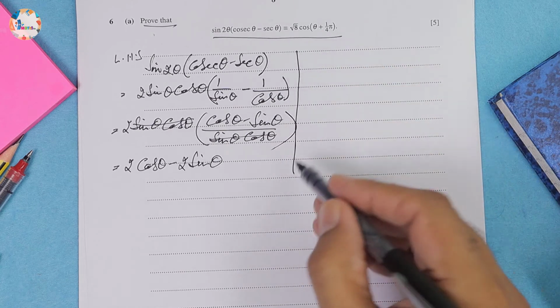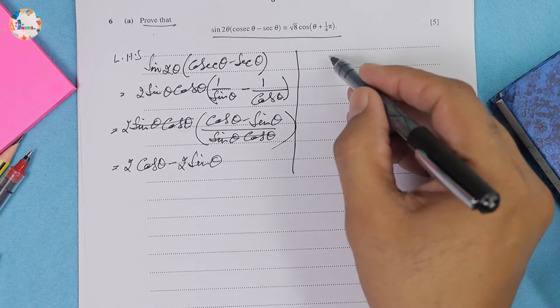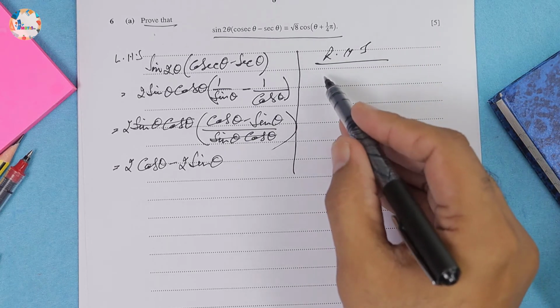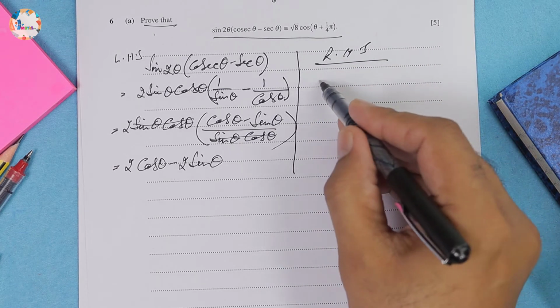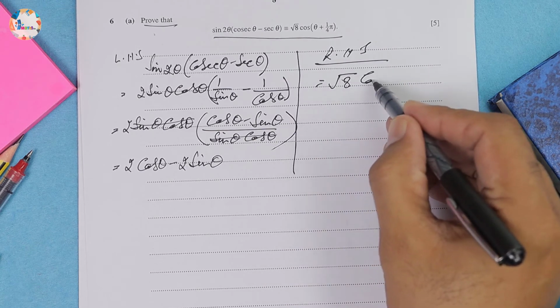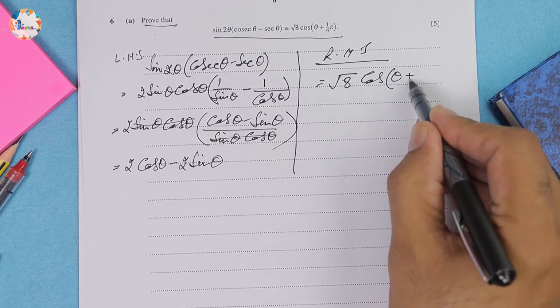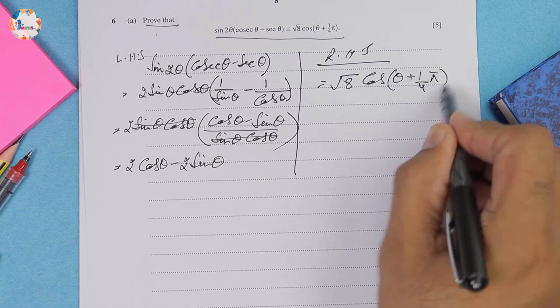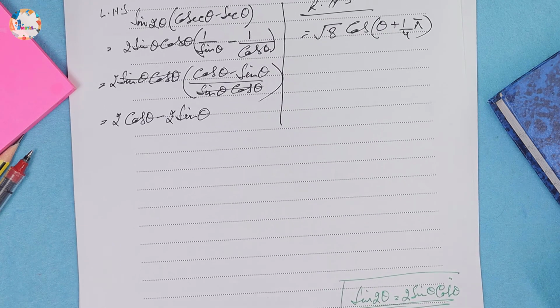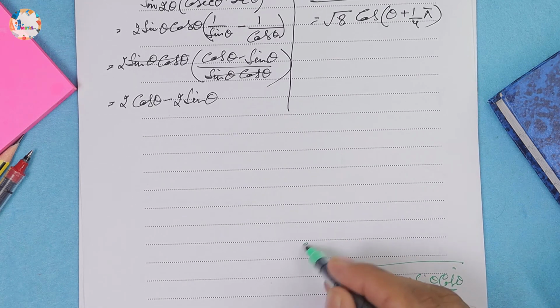Now we can process the right hand side also. So the right hand side will be equal to root 8 cos of theta plus 1 by 4 pi, and we can apply cos of a plus b. So we can write the formula over here.